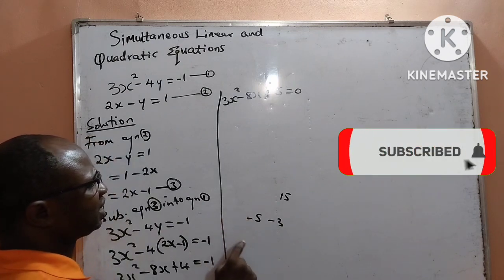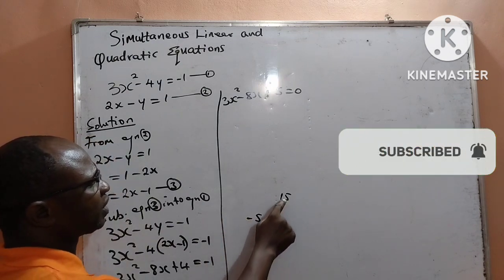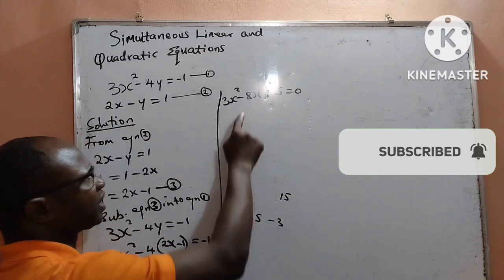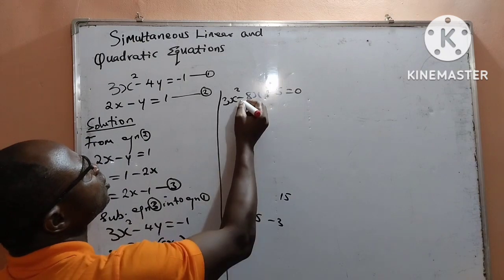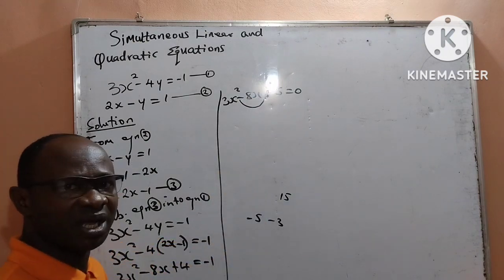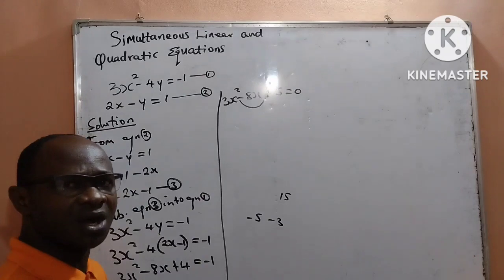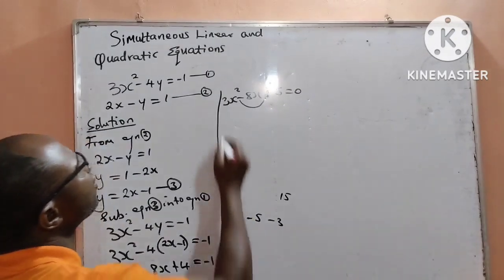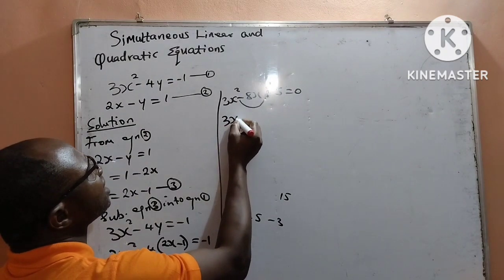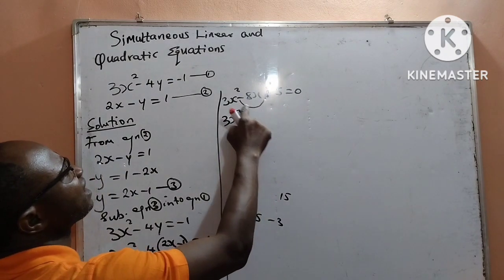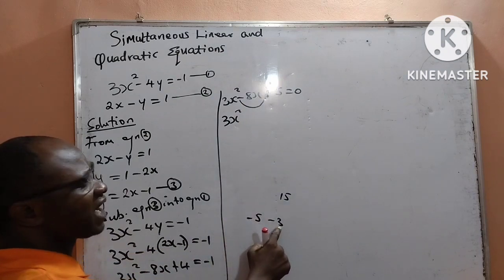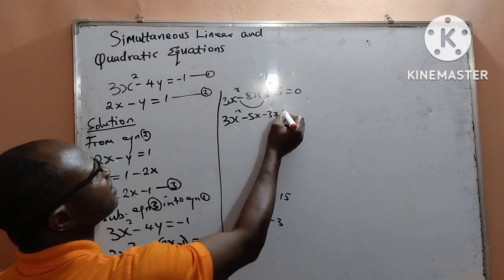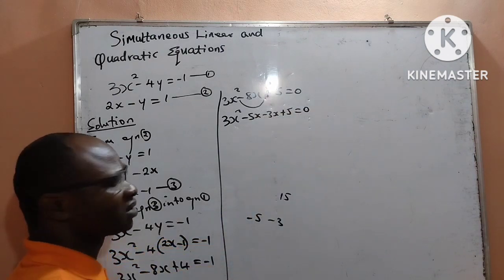Okay, you can see with me that minus 5 times minus 3 will give me plus 15, and minus 5 plus minus 3 will give me minus 8. I will now use it to replace this minus 8x. What I'm doing is called the factorization method of solving quadratic equations. Therefore, I'll have 3x raised to the power 2, replacing my negative 8x with minus 5x minus 3x, then plus 5 equal to 0.